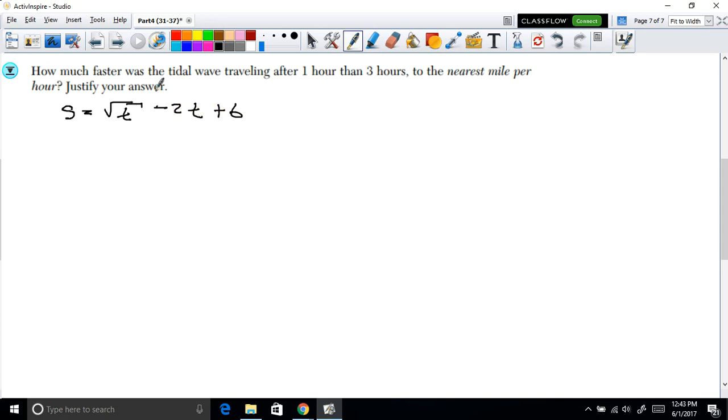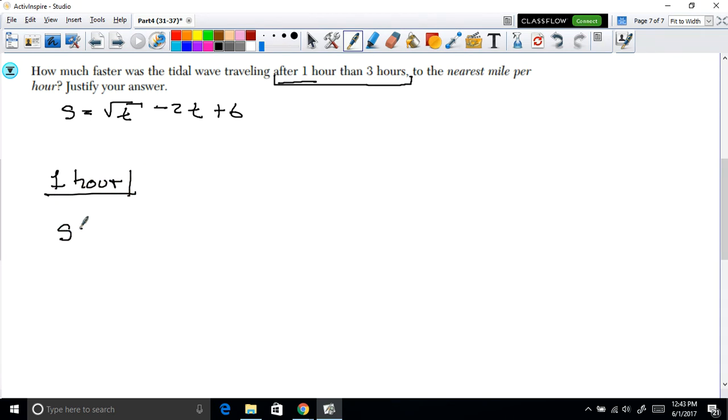Now, what we want to do is answer how much faster was the tidal wave traveling after 1 hour than 3 hours. So let's see what the tidal wave speed is after 1 hour, and let's see what it is at 3 hours. Let's take the difference and we get our answer. All right, so let's see what happens when we have 1 hour.